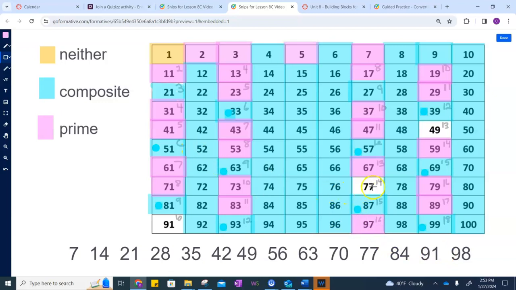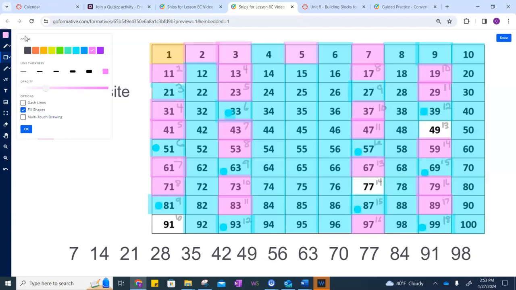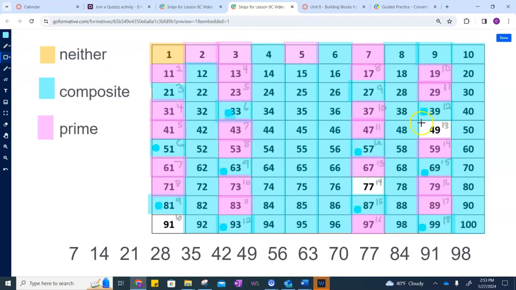All right. I did miss one here. 7. Oh, yeah, I didn't miss it. Sorry. I need to shade, I was thinking 77 for a second. Should be blue. Of course it should be blue. All right, so this one right here, 49, 7 is a factor, so is 1 and 49, 3 factors, composite. 77 has at least 3 factors, 1 and 77 and 7. And then 91 has 1 and 91 and 7. So at least 3 factors.